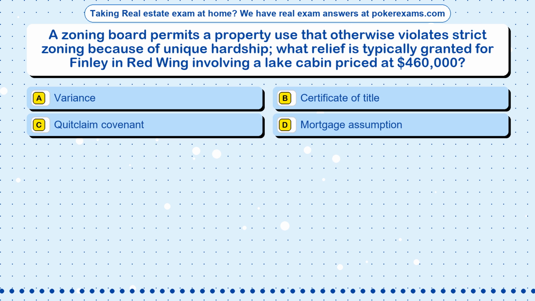Question 49. A zoning board permits a property use that otherwise violates strict zoning because of unique hardship. What relief is typically granted for Finley and Red Wing involving a lake cabin priced at $460,000? Option A, variance. Option B, certificate of title. Option C, quitclaim covenant. Option D, mortgage assumption.